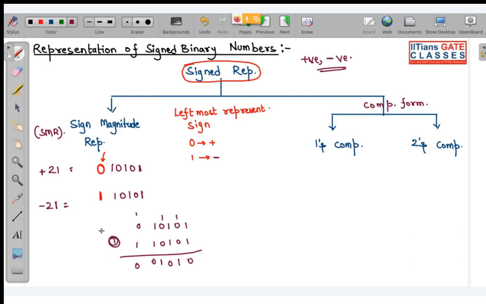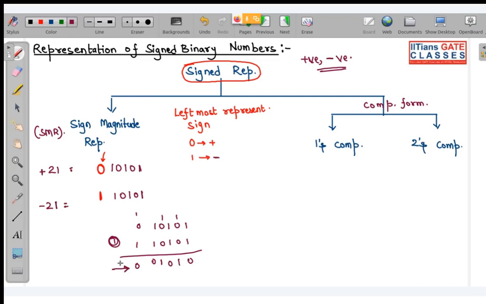So now you can see with sign magnitude representation, when we add a positive number and its equal negative counterpart, I am not getting 0. Okay, I am not getting 0. So this is a very, very big problem while solving arithmetic equations.